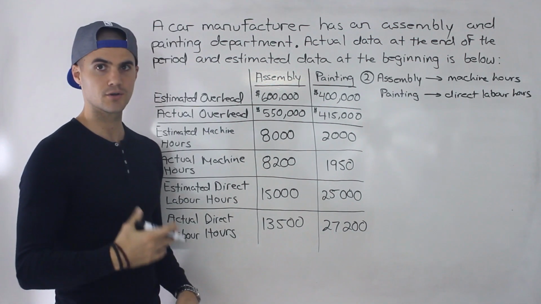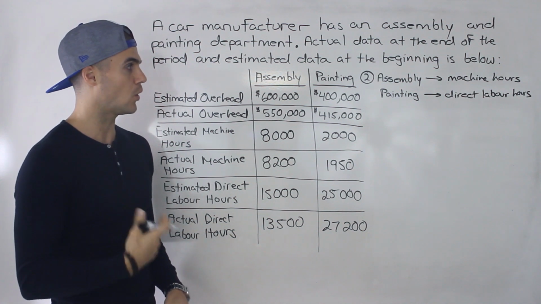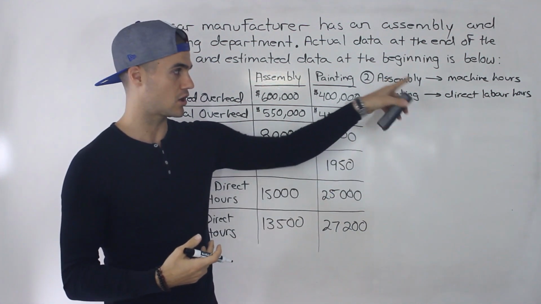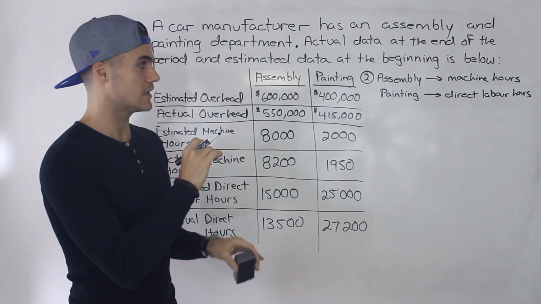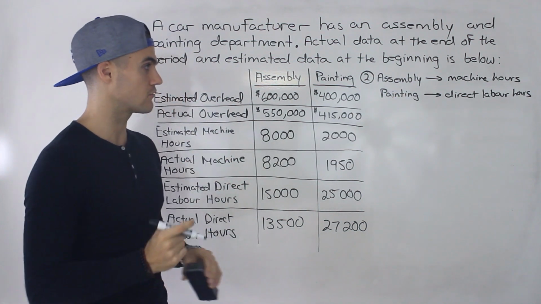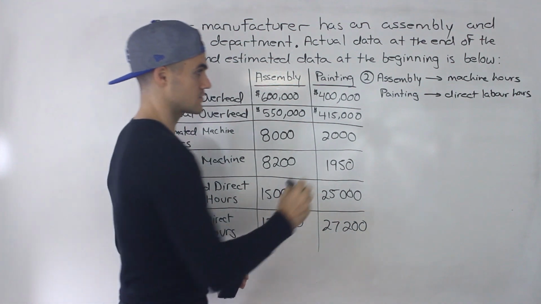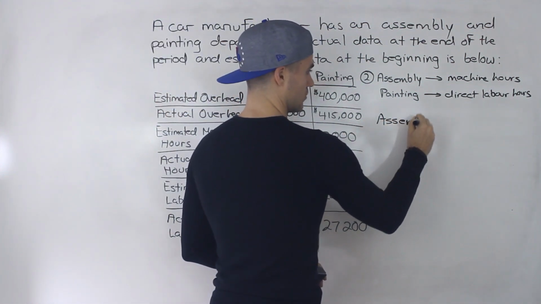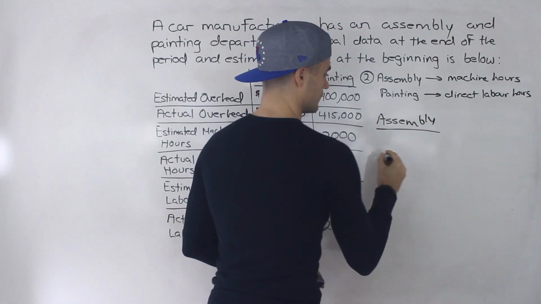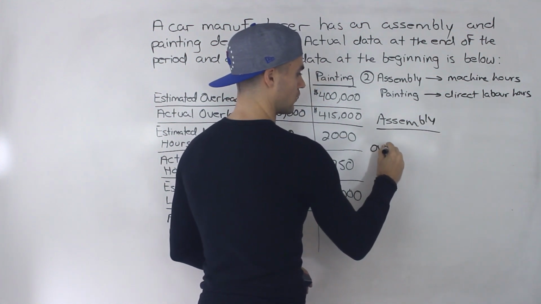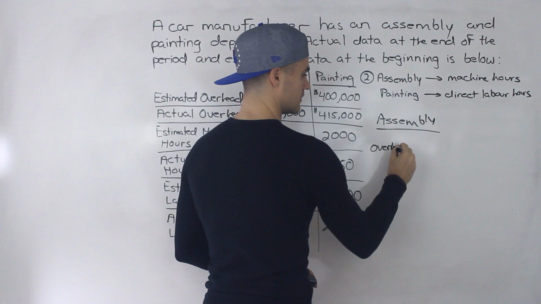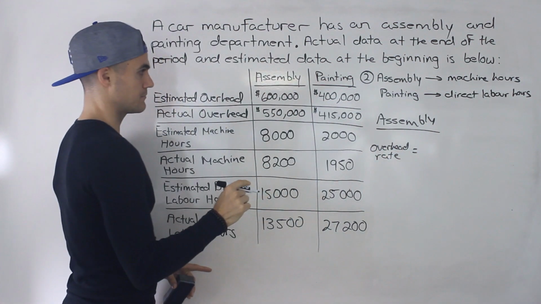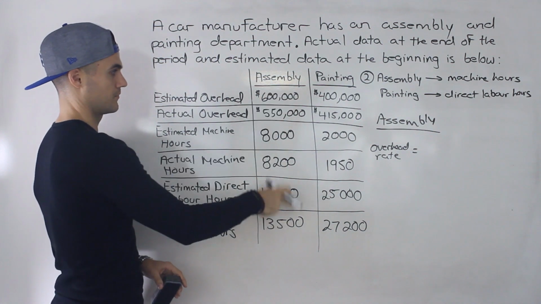And then for the last scenario, number 2, we have to apply the overhead rates based on department, because in the assembly department the cost driver is machine hours, and in the painting department the cost driver is direct labor hours. So I'm going to do these separately. Let's start off with the assembly first. So we'll have the overhead rate, and we're only going to look at the assembly column over here.